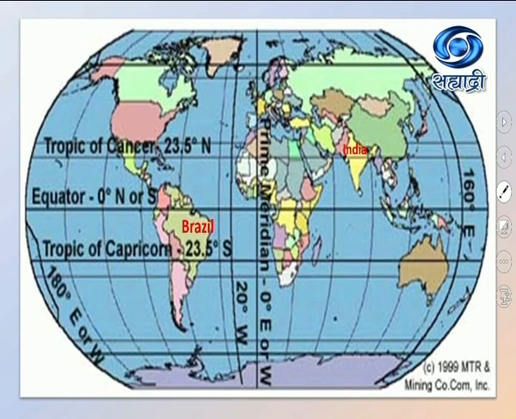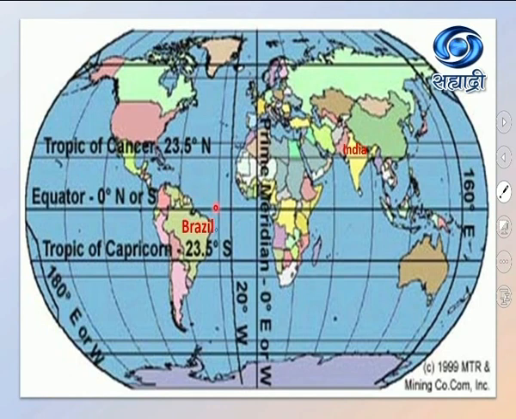So this was the location of Brazil and India. So we find that Brazil is located in a different hemisphere and in a different continent compared to India, which is also located in a different hemisphere and different continent.